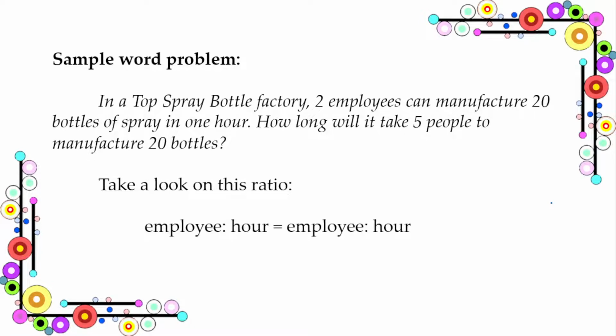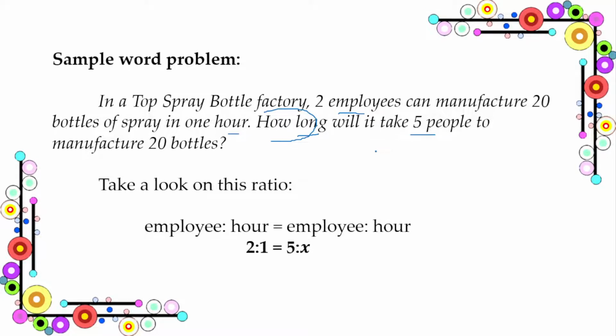So, take a look on this ratio. Employee is to hour equals employee is to hour also. Okay? So, we write this as 2 is to 1 equals 5 is to x because we're finding for the time. Ayan. Okay, so if two employees can finish 20 bottles in 1 hour, then 5 employees will take less than an hour to manufacture 20 bottles. So we see that more workers on a job would reduce the time to complete the task. Okay, so yun po si indirect proportion or si inverse proportion.